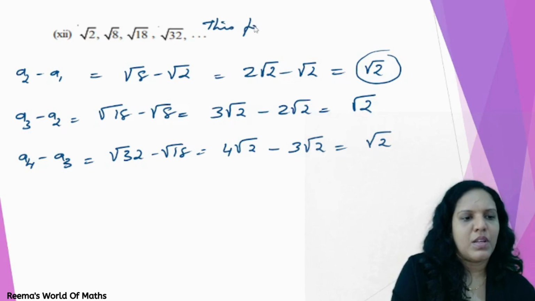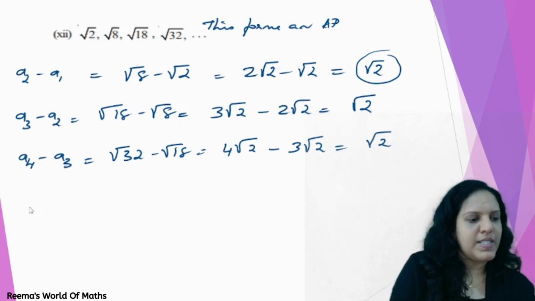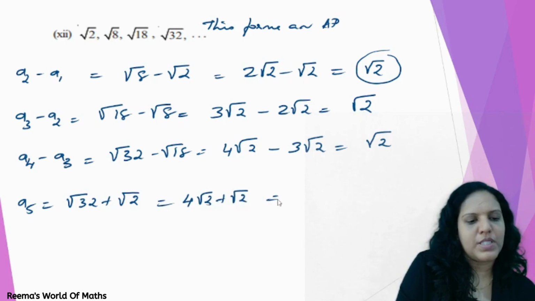Let's write the next three terms. A5 will be square root of 32 plus square root of 2. Correct? Square root of 32 plus square root of 2, so that can be written as 4 square root of 2 plus square root of 2, which is 5 square root of 2, which is square root of 50.